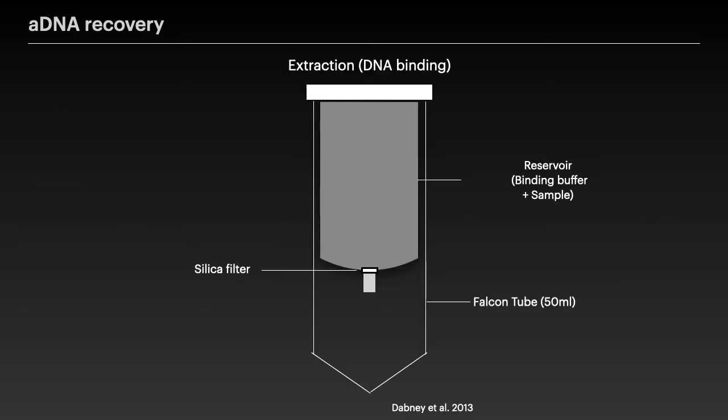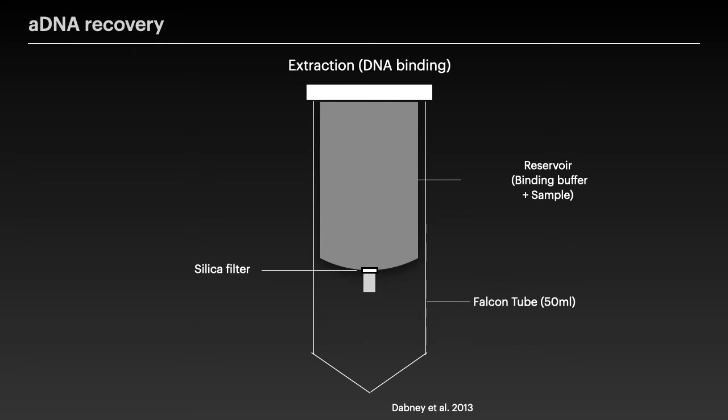So this is how the binding device looks. In order to accommodate the large binding buffer volume, you use a reservoir where you load the binding buffer along with the digested sample, and you attach a silica filter to it, and this whole thing goes into a Falcon tube in order to be able to perform centrifugation. When you centrifuge it, the DNA is bound on the silica, and then you can elute it in the final solution after the washing steps.